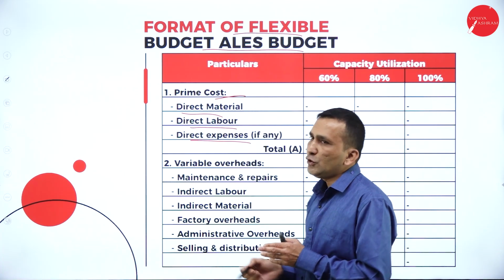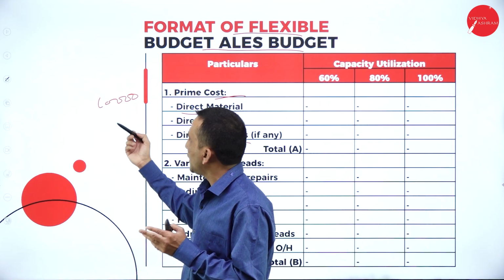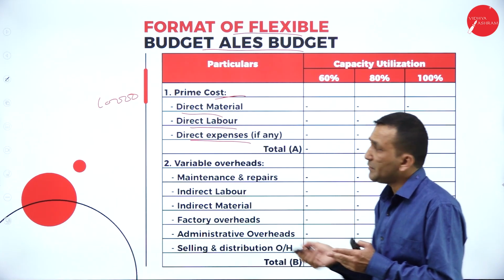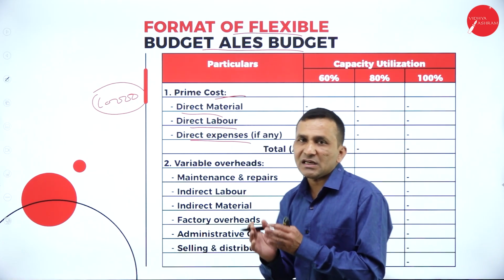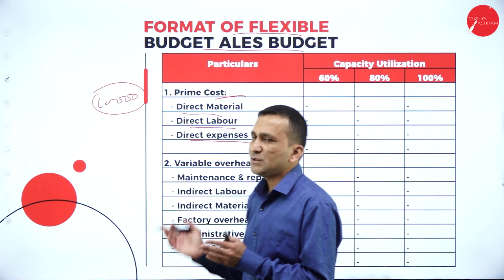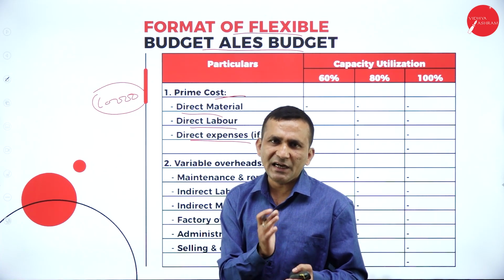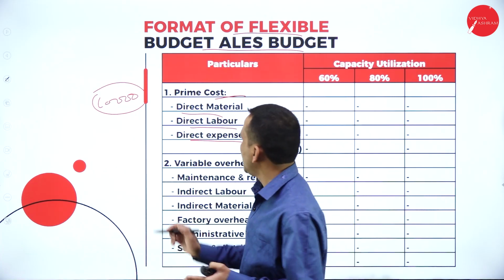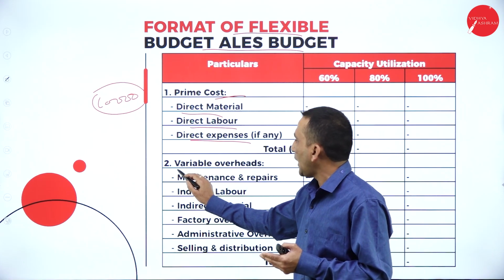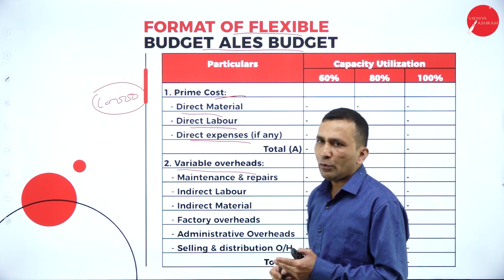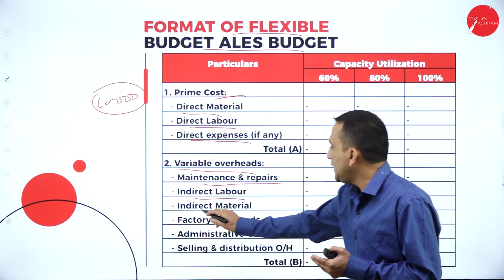For example, suppose the value given is 1 lakh. 100% capacity means we are expecting 10,000 units. If it is 80%, only 8,000 units; if it is 50%, 5,000 units. The material usage also either decreases or increases based on the percentage. Next, once you write the prime cost items, immediately we go for the variable overheads: maintenance and repair expenses, indirect labor, indirect material.